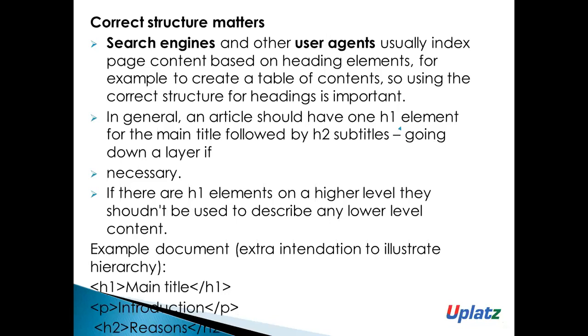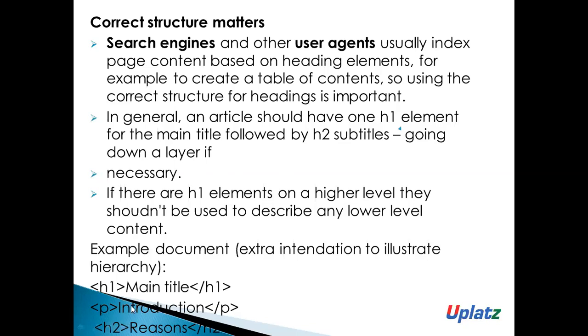So next is the correct structure of headers. Search engines and other user agents usually index a page's contents based on the heading elements. For example, to create a table of contents, using the correct structure for headings is important. In general, an article should have one H1 element for the main title, followed by H2 subtitles. So going down one level at a time is necessary. If an H1 element is on a higher level, it should not describe any lower level content.